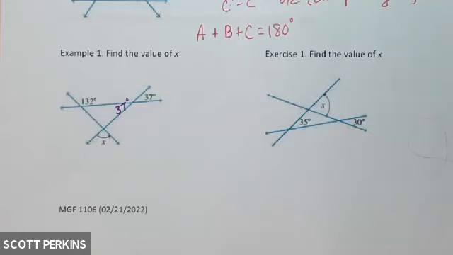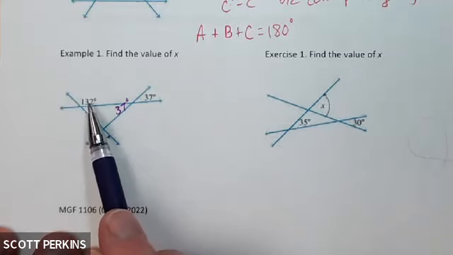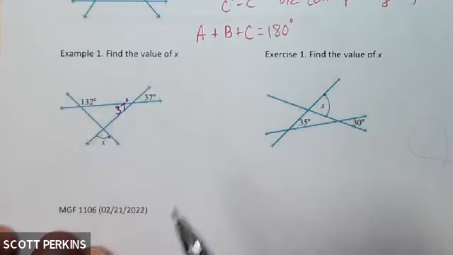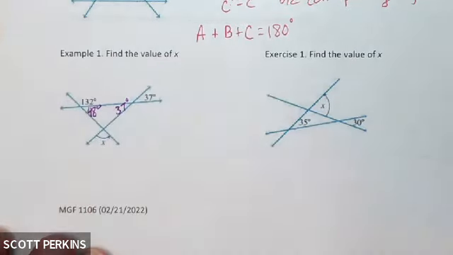Yeah, because they form a straight line, right? They're supplementary. I can never pronounce that word right, and I don't know why, so hope you can forgive me. You can ask for your money back from Polk State. So I'm going to take 180 minus the 132, and I think that's 48 degrees.